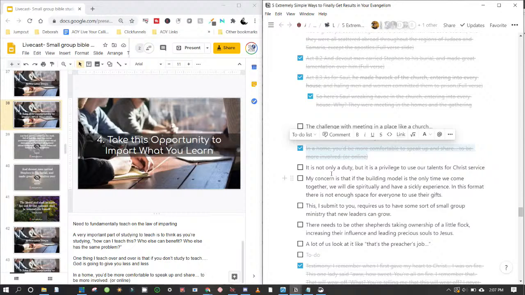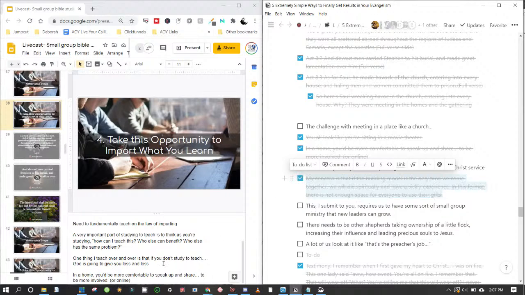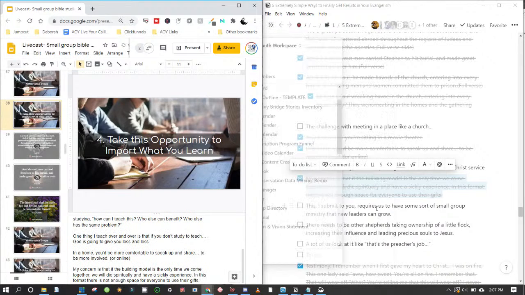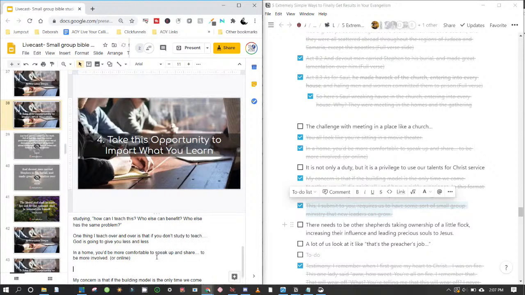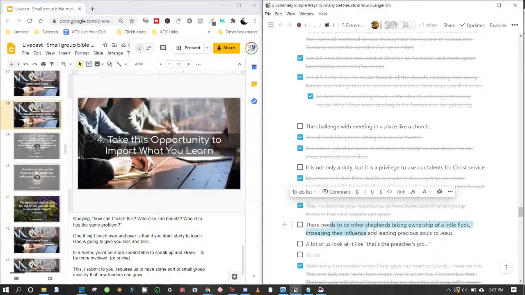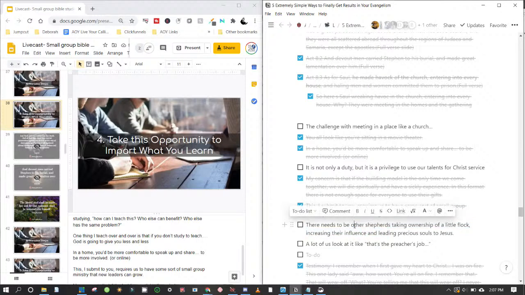My concern is that if the building model is the only time we come together, we'll die spiritually. We don't have a place for everybody to use their spiritual gifts. So we're putting this together for our Direction from God students, some sort of place where new leaders can grow. There needs to be other shepherds taking ownership of a little flock. It's not that overwhelming with 5 people.